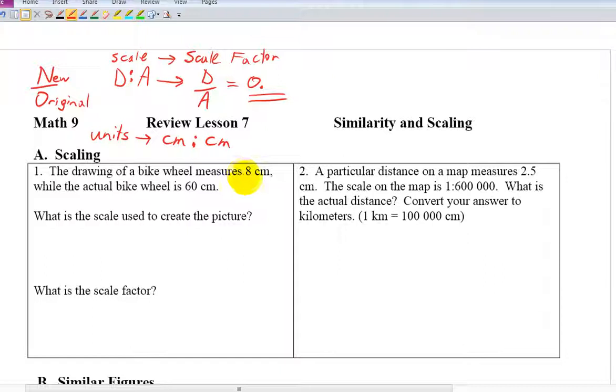So we have a drawing of a bike, 8 centimeters. Actual bike is 60. All right. So diagram to actual, 8 centimeters to 60 centimeters. What should we do now? What should we divide by? 8. We want to get one of them to be 1. Okay. What's 60 divided by 8 though?